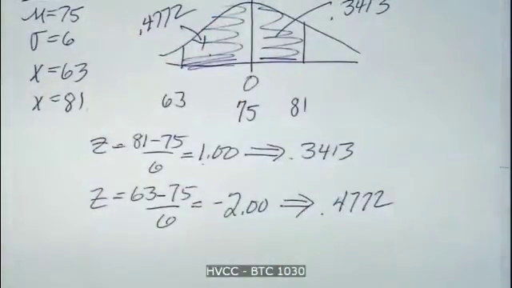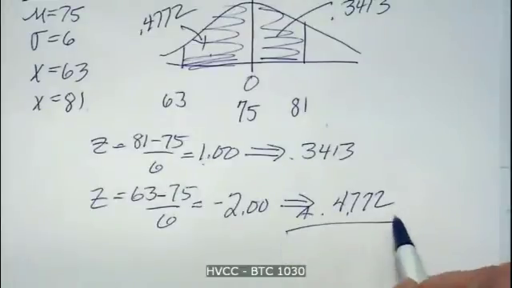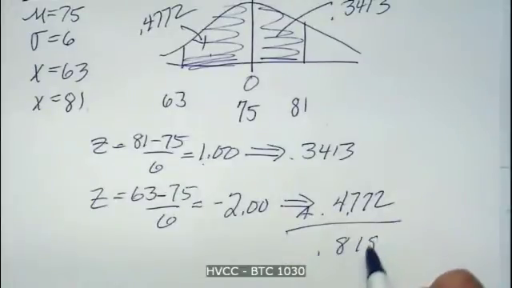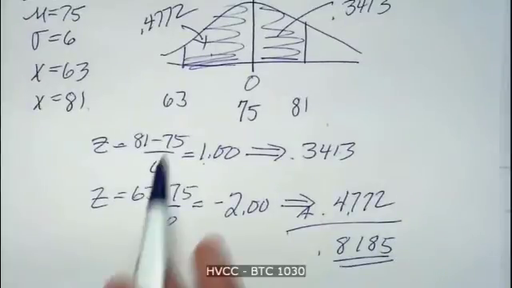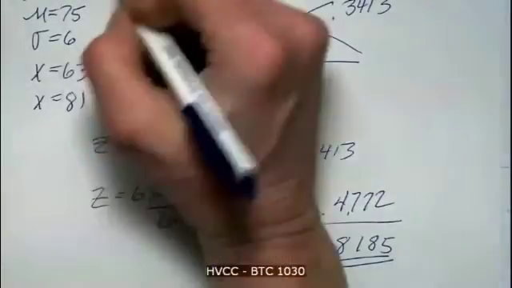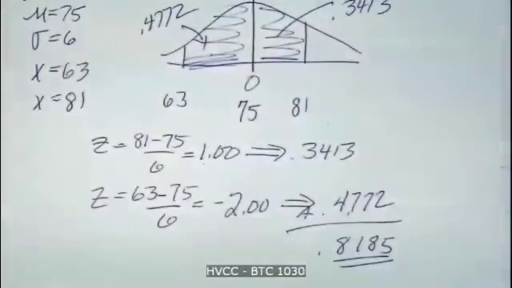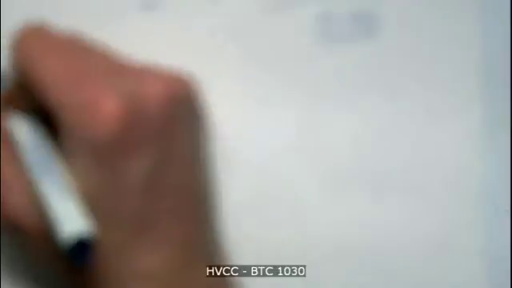0.4772. What do we do with these two probabilities? We add them up, and we get 0.8185 is the total probability between 63 and 81. And that was number 3. Okay? Number 4.